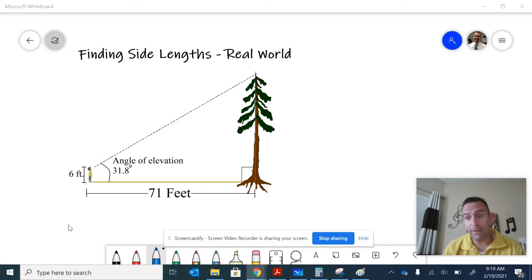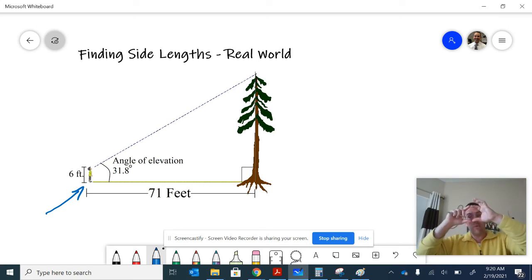Where we live together, I would show you how one of those instruments works. Just for now, let's just trust that this person on the ground is viewing the top of this tree 31.8 degrees from a perfectly horizontal view. The thing you may not have noticed is that the person is 6 feet tall, so the instrument used is typically around the height of your head. We're just going to estimate it at the side of your head. So when you're tilting up and viewing it, you have to account for that 6 feet.